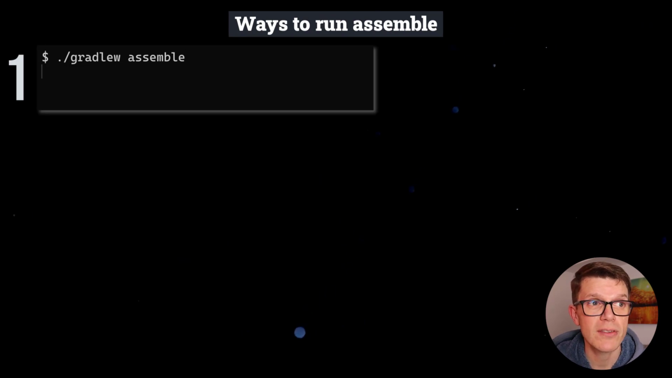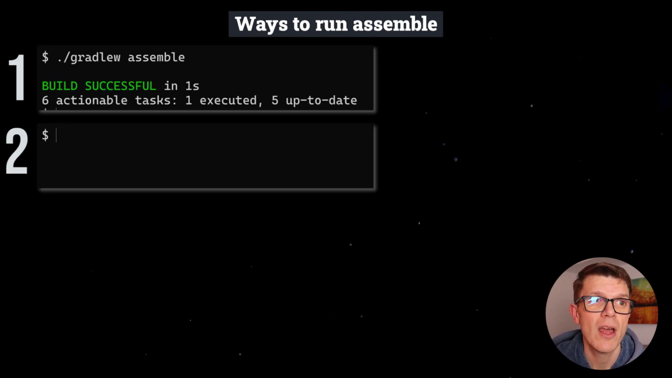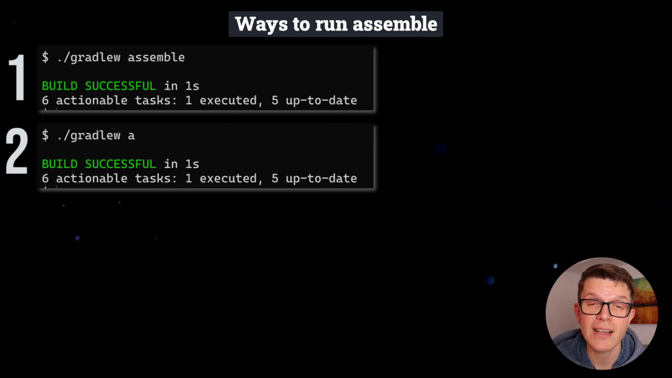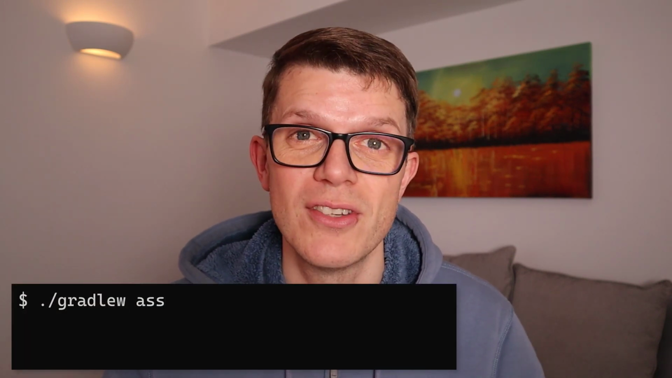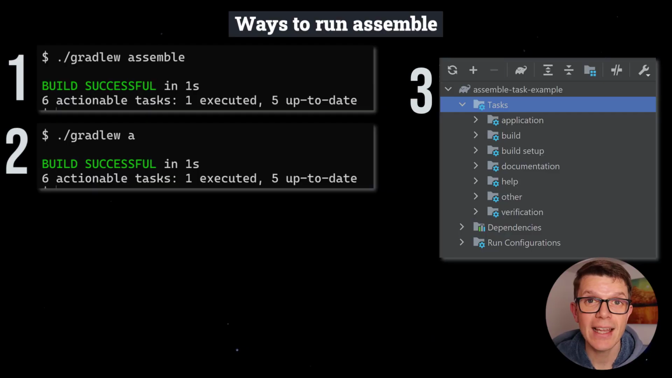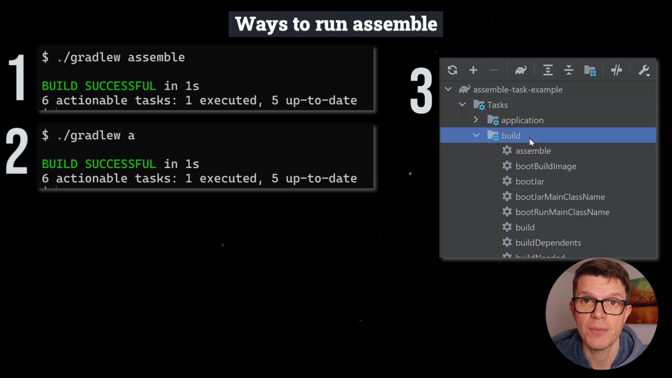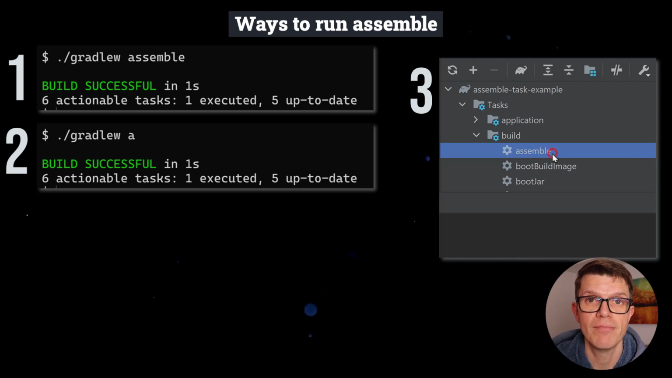You've seen the simplest of just passing the task name, but you can also use an abbreviated name of a, saving you 6 precious keystrokes. And yes, if your mind works like mine, if you really want to, you can do this too. In IntelliJ IDEA, the assemble task is in the Gradle tool window under build. Double click it to run.